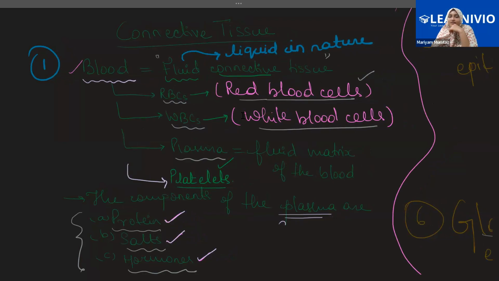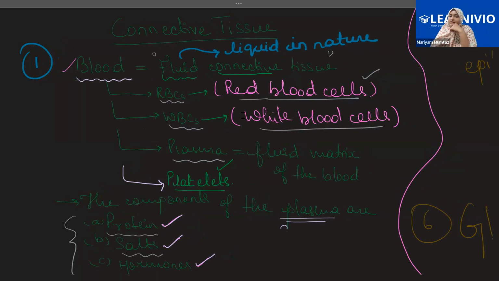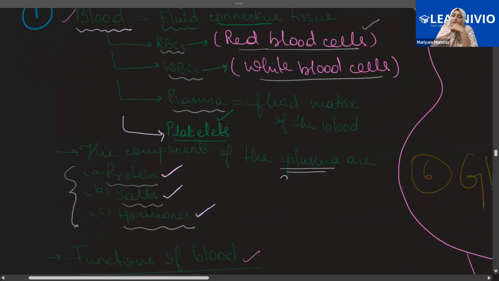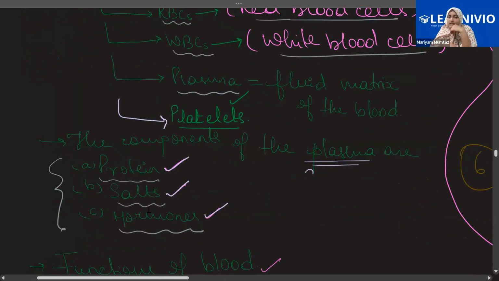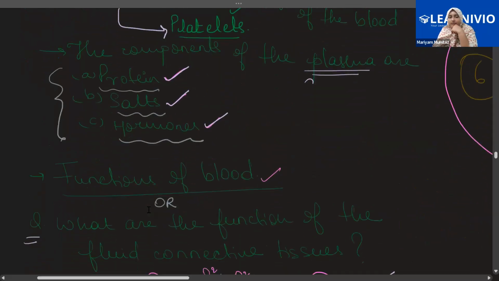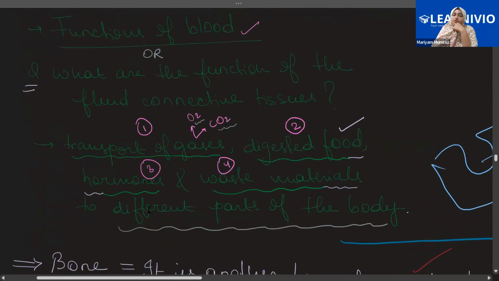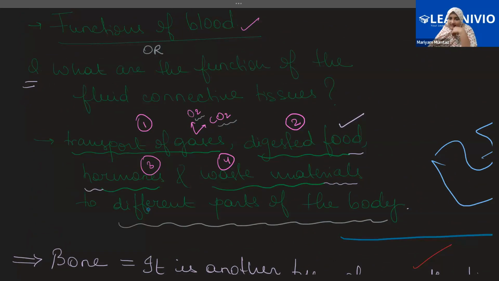Okay. All right. So talking about the connective tissue, students, the blood is the fluid connective tissue, and we have seen the functions of the different components of the blood. Now, see, the plasma also has further different kinds of components such as proteins, salts, and hormones. All of these things are present in the plasma as well. Now, coming on to the function of the blood or the function of the fluid connective tissue. So, it is responsible for the transportation of gases. It is responsible for the transportation of digested food, hormones, and even waste materials to the different parts of the body. That is what the function of blood is.